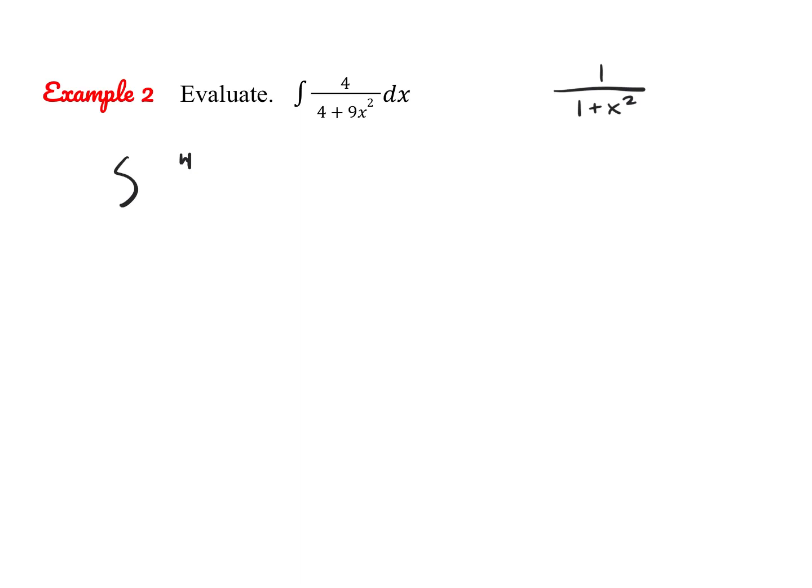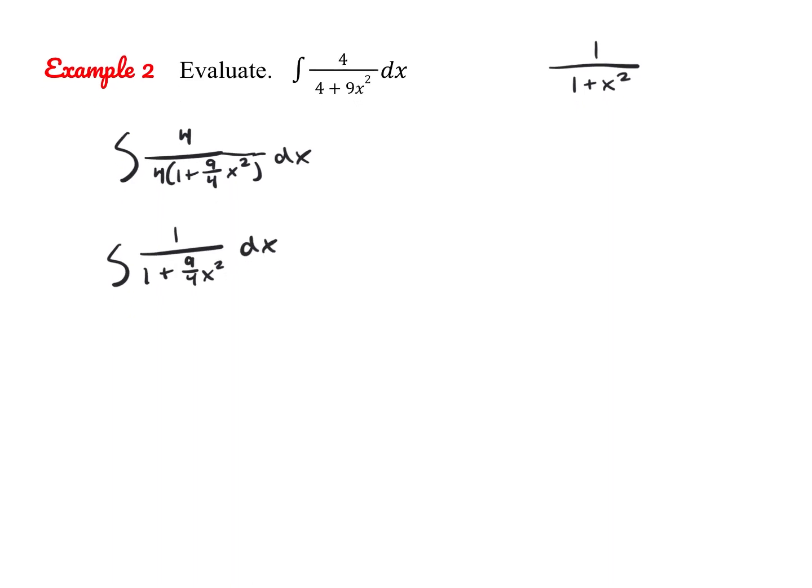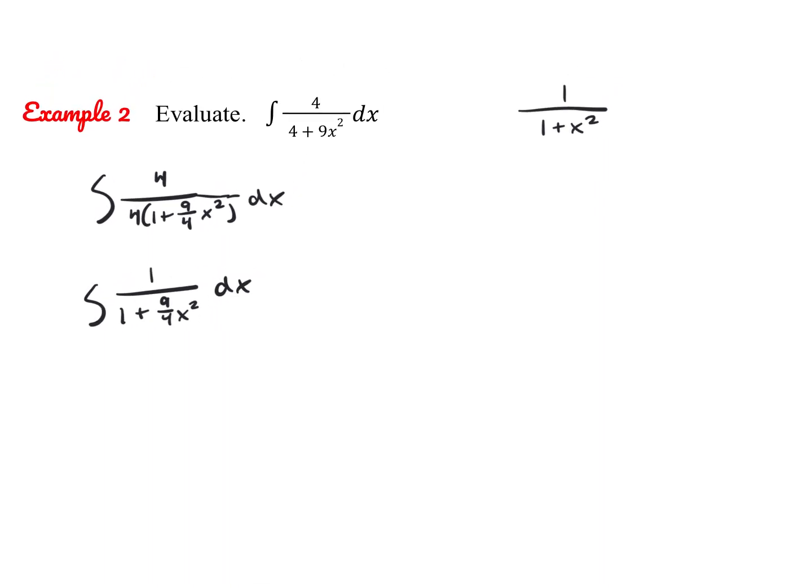So I'm going to factor out a 4 just from my denominator, and then I have 1 plus 9 over 4 x squared dx, which then I see that I can just simplify this out altogether. So I have 1 over 1 plus 9 over 4 x squared dx. So it looks like I'm a little bit closer, but I know that I'm going to need to use some type of u sub, and I need to fit this a little bit better.